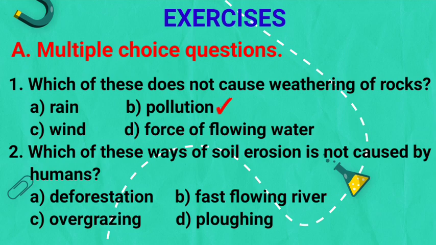2. Which of these ways of soil erosion is not caused by humans? A. Deforestation. B. Fast flowing river. C. Overgrazing. D. Plowing. Answer is B. Fast flowing river.